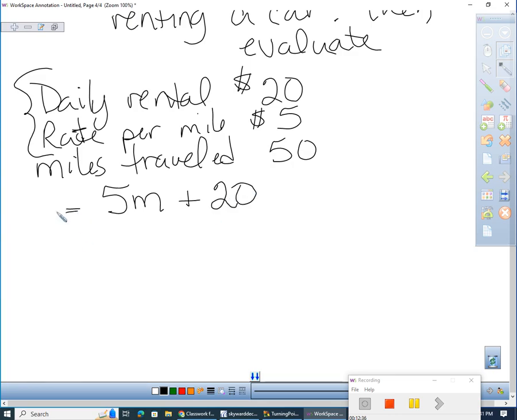Now I can set that equal to f of x or f of m, f of whatever if I want, or just say y equals. And then we're going to evaluate. So I'm going to plug 50 in where? The m, right. So I have 5 times 50 plus 20. So for me to rent this car, it's going to cost me $270.